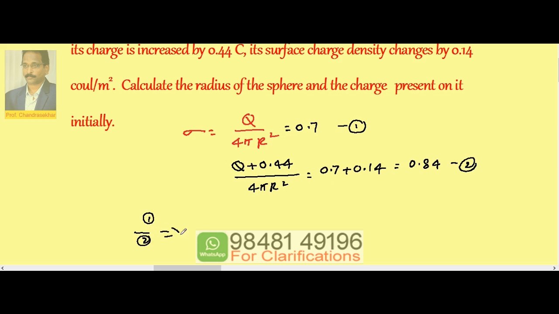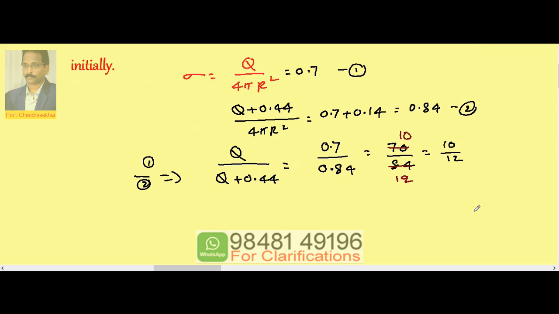1 divided by 2 implies, in the first equation q is remaining because 4 pi r square gets cancelled. q by q plus 0.44 is equal to 0.7 by 0.84. I can write this as 70 by 84. Multiply the numerator and denominator by 100. So 7 tenths, 7 twelfths. That means this is equal to 10 by 12, or 5 by 6 we can take.